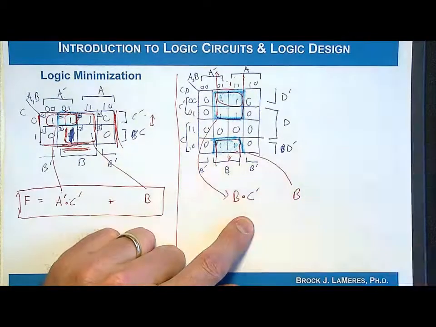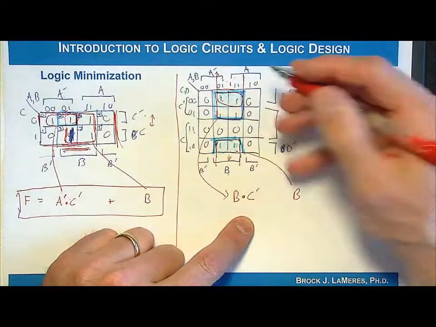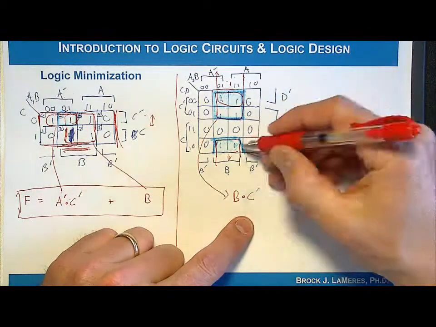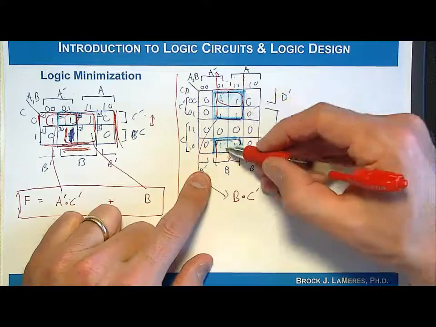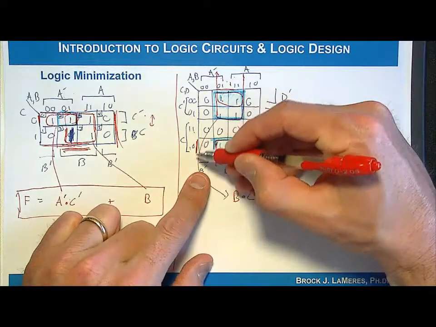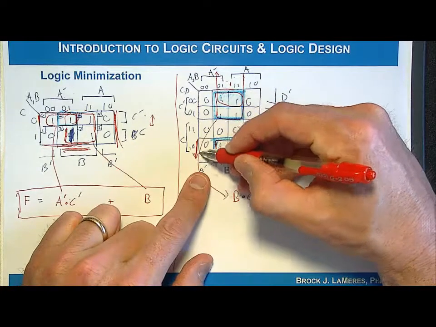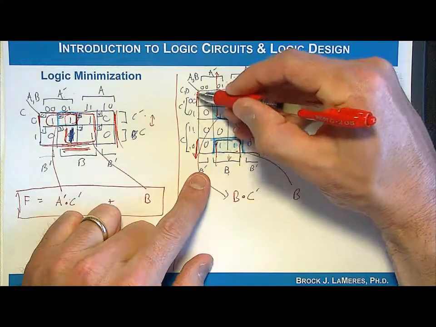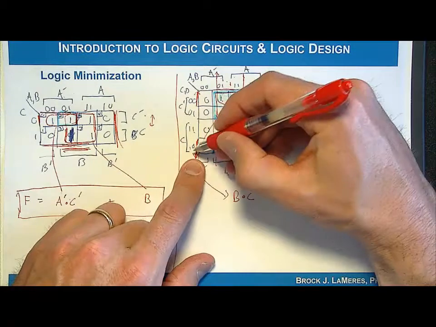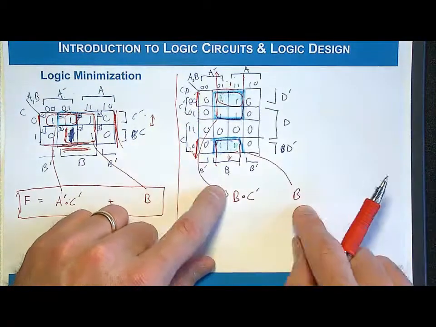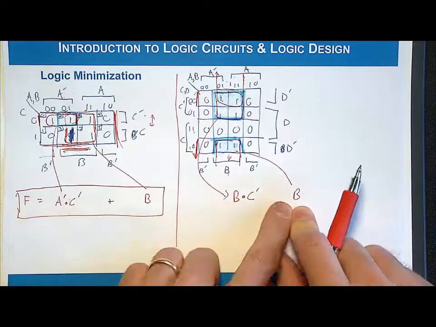Now we've got to pay attention here. This circle wraps around, so it's not as easy to see. This circle covers a region where C is what? Well, it covers this region right here. So it's got C and C. So it's actually where C is both a 0 and a 1. So C is excluded from that product term.